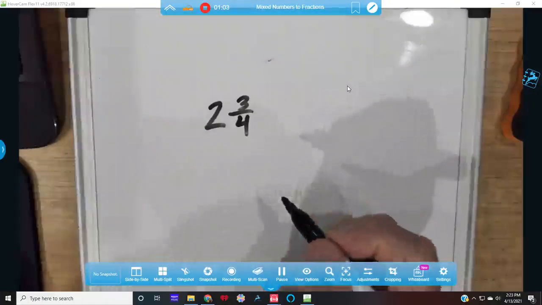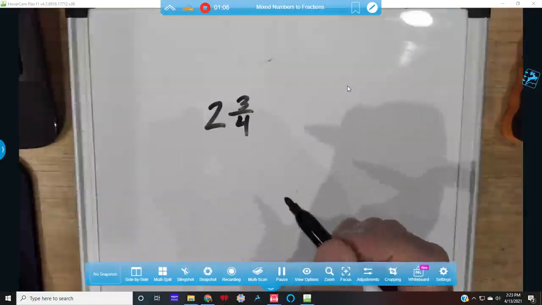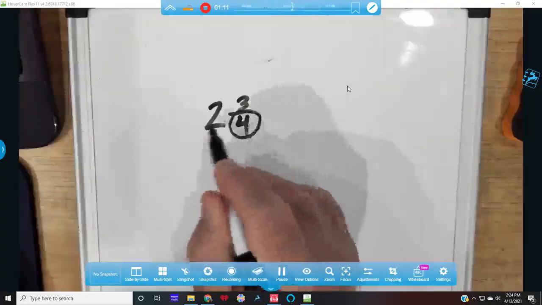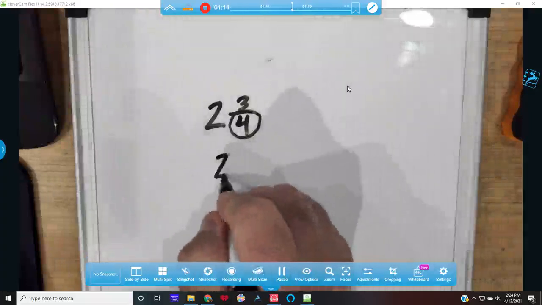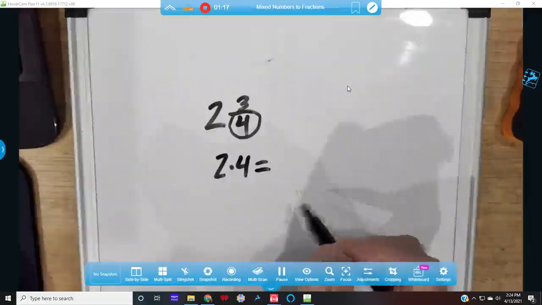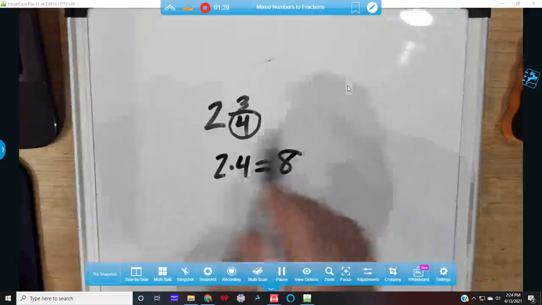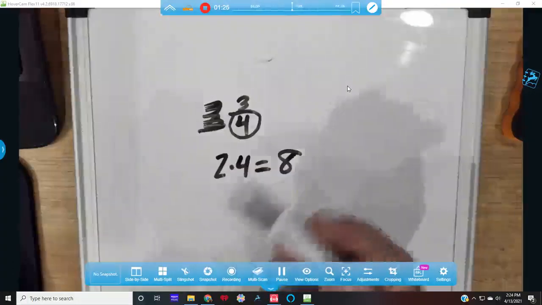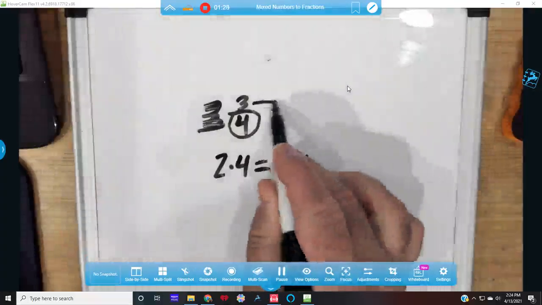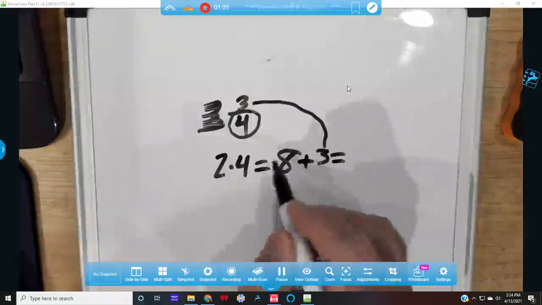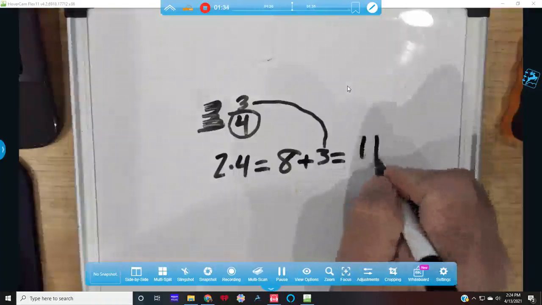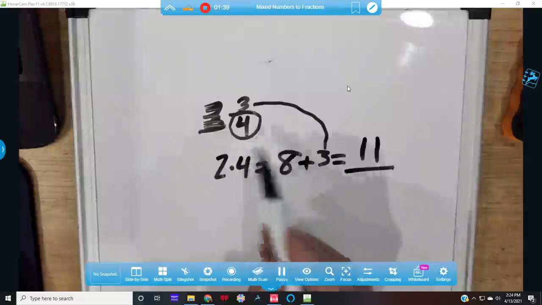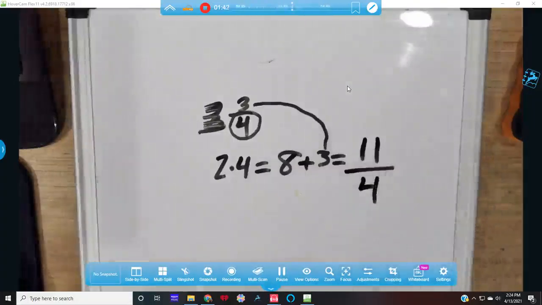To find the improper fraction, we are going to multiply the denominator by the whole number. So 2 times 4 equals 8. Okay, now we're done with these. We're done with this one for sure. Now I have this 3. Guess what I do with that 3? I'm going to add that 3 right here. So 8 plus 3 is 11. Now, what happens every time? Our denominator never changes. 11/4.